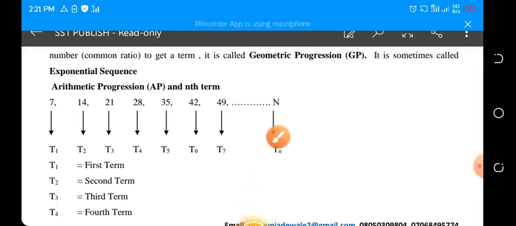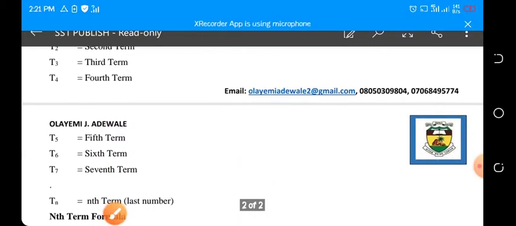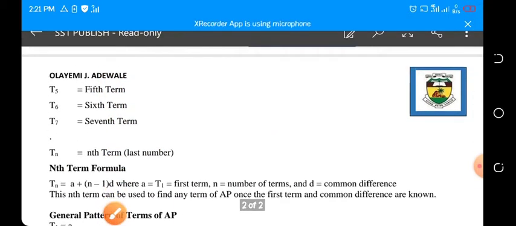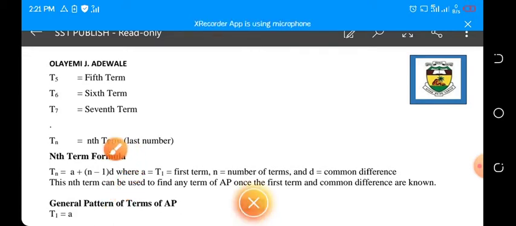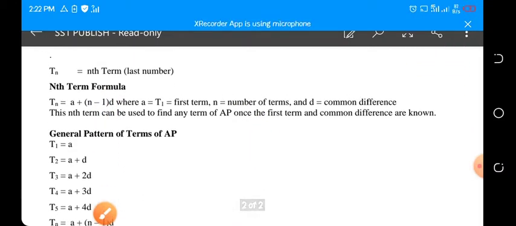Okay, all right. From this representation, I have first term, second term, third term, fourth term, fifth term, to the seventh term, and this last one I call the nth term, and also call the last term. And let's look at the formula of the nth term. The formula of the nth term. Now the formula says, see, it follows a definite pattern.